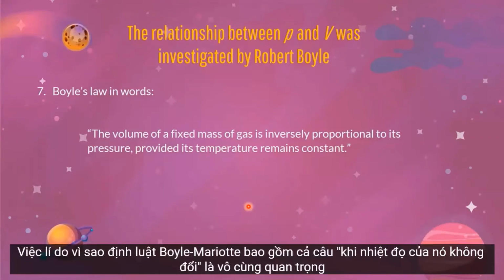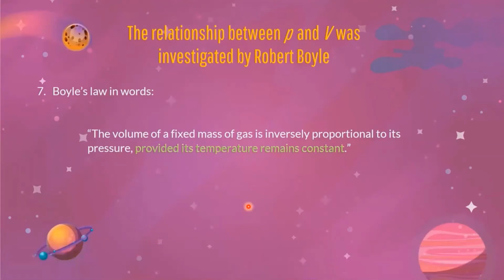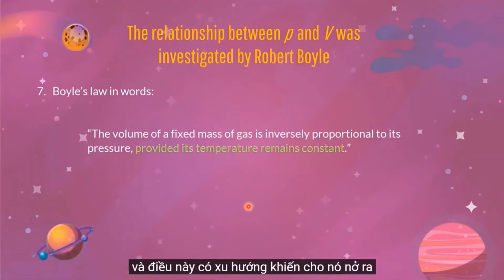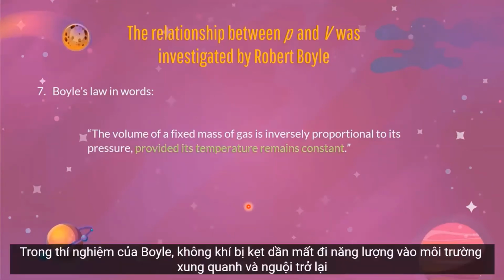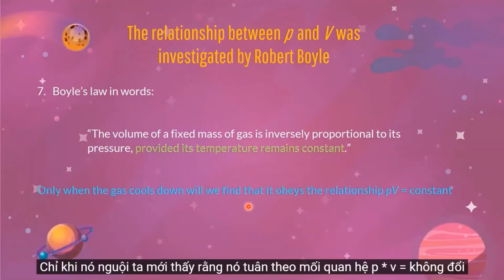It is important to understand why Boyle's law includes the phrase provided its temperature remains constant. When a gas is compressed, its temperature rises because energy is being transferred to the gas, and this tends to make it expand. In the Boyle's law experiment, the trapped air soon loses energy to its surroundings and cools back down to room temperature. While it is hot, its volume is increased. Only when it cools down will we find that it obeys the relationship P times V is equal to constant.